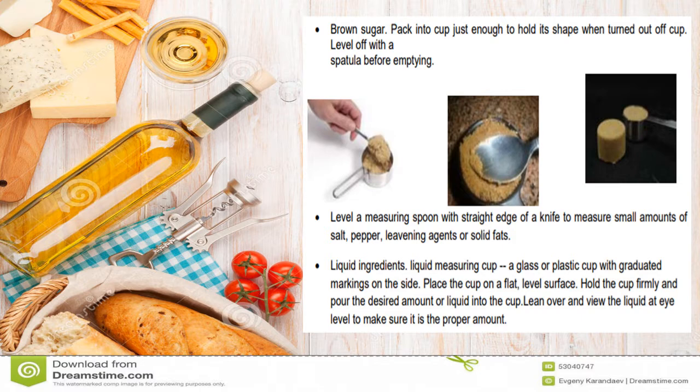For brown sugar, pack into cup just enough to hold its shape. When turning off the cup, level up with a spatula before emptying. Level a measuring spoon with a straight edge of a knife to measure small amounts of salt, pepper, leavening agents, or solid fats. Liquid ingredients: liquid measuring cup, a glass or plastic cup with graduated markings on the side.